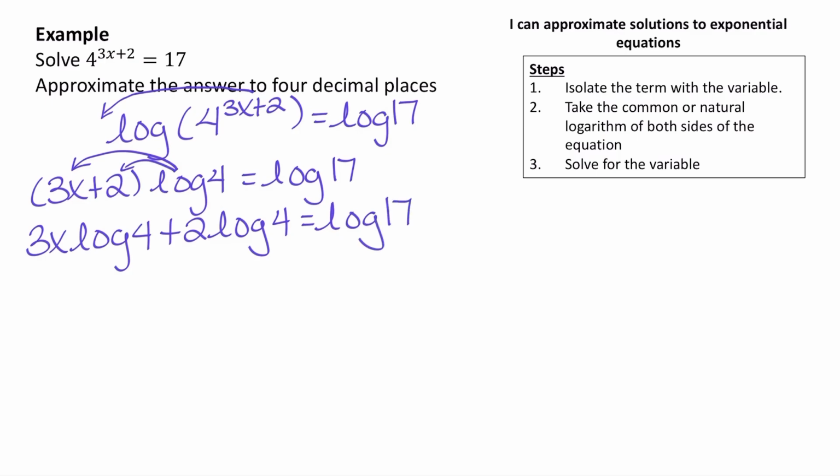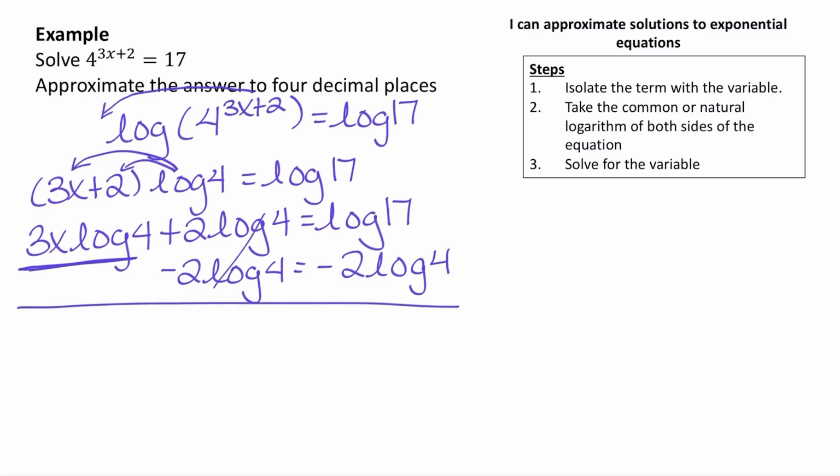Now I want to get everything with a variable in it by itself on one side of the equation. This is my only term that has a variable. So I'm going to get rid of this 2 log 4 term and move it to the other side because that does not have an x in it. I can do that by subtracting it from both sides. When I do that, I end up with 3x log 4 = log 17 - 2 log 4. Now I need to get x by itself.